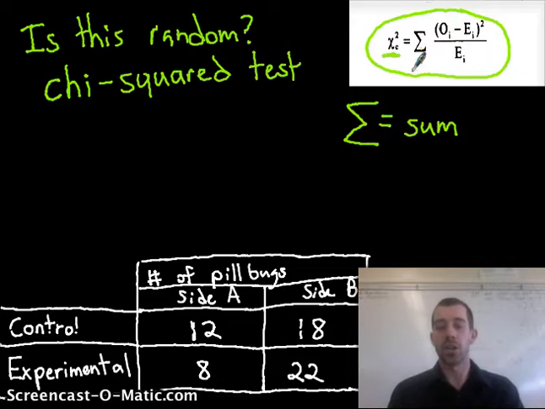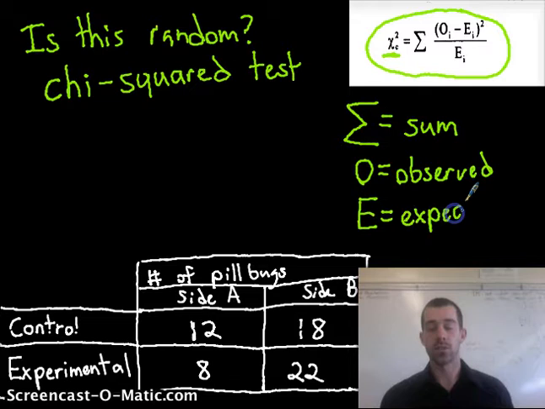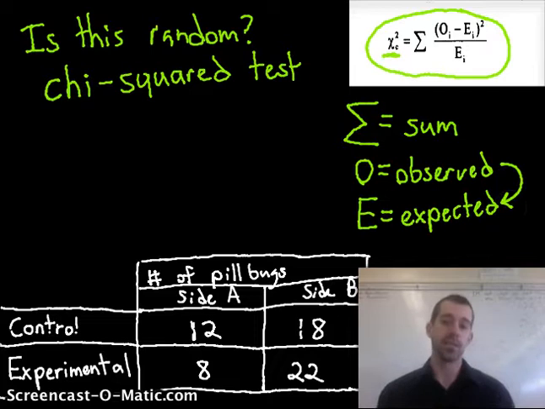The other things that matter are the O. O stands for observed. This is the actual data that you measured. So the things in this chart are my observed data. I observed 12 on side A and 18 on side B for the control. The E in the chi-squared equation, which shows up twice, stands for the expected values. So we're going to be comparing the observed data that we actually got to the expected data that we thought we would get if this was just random variation.